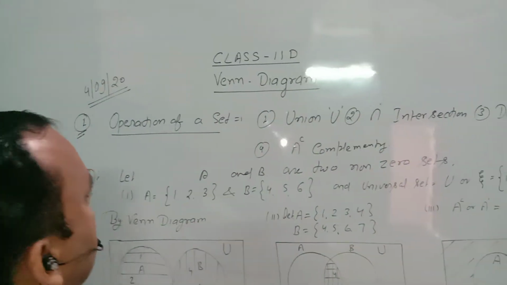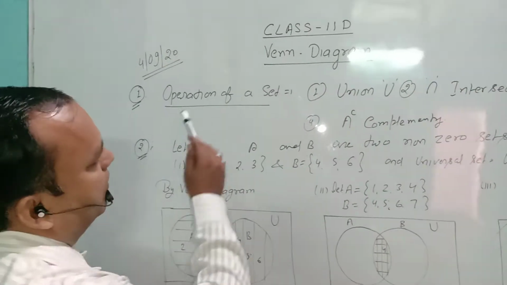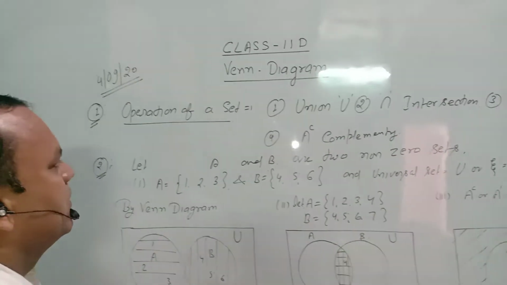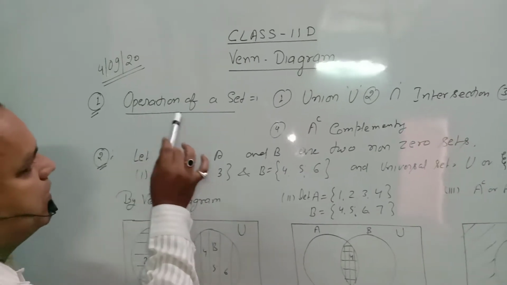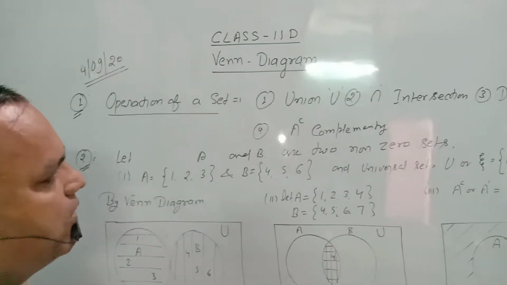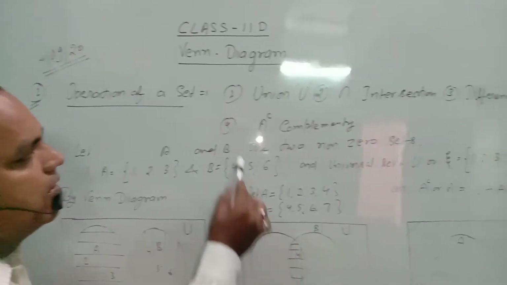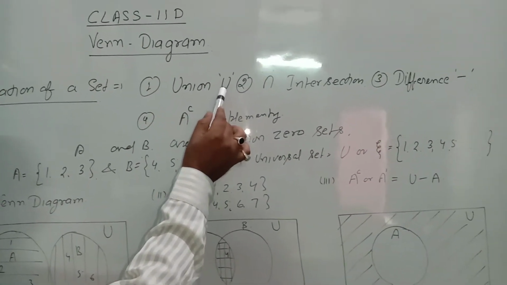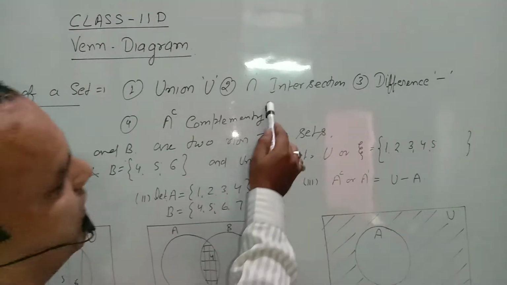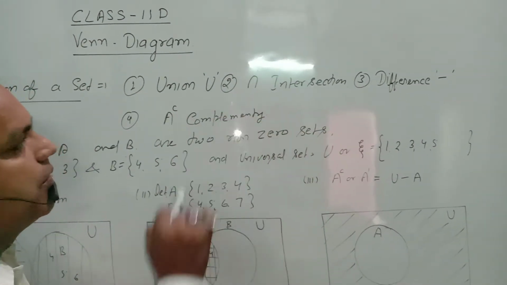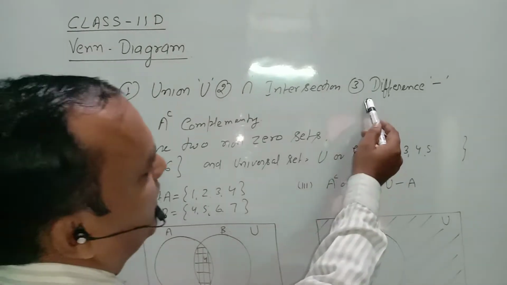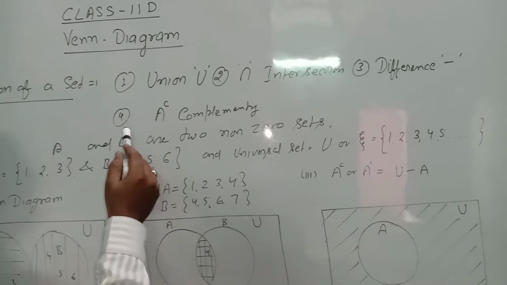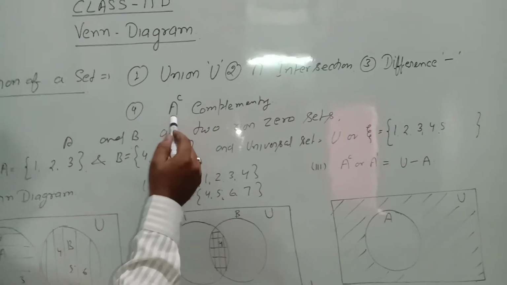Look at the topic: Venn diagram. In Venn diagram, first of all, operations of a set. What are operations of a set? That means union, symbol is U, and intersection, the opposite symbol of U, and difference, just like a dash or minus sign, and complementary set, A^c.